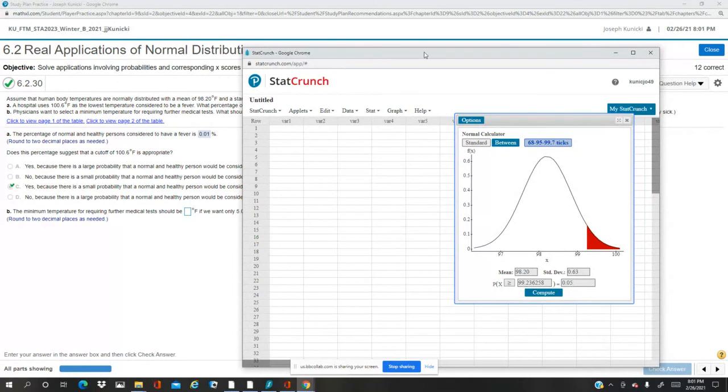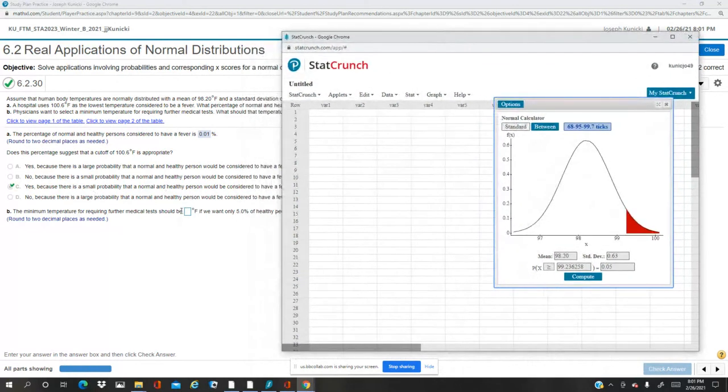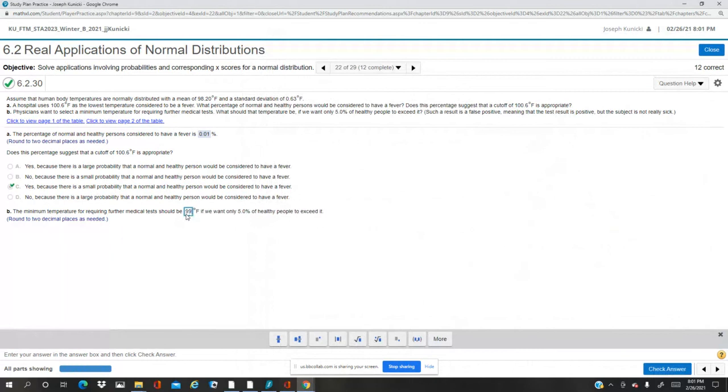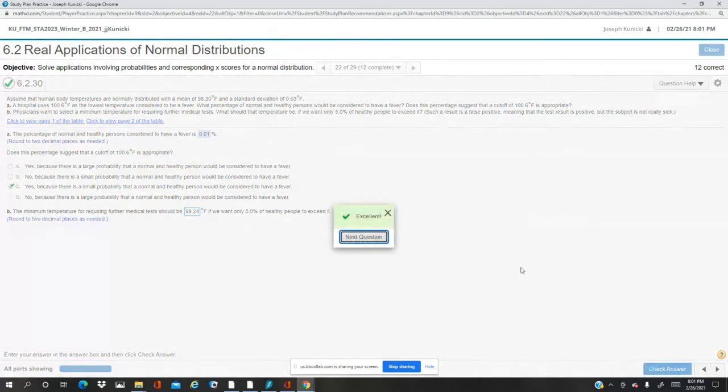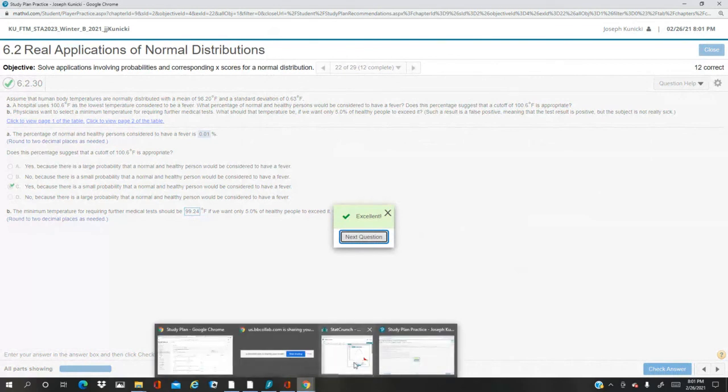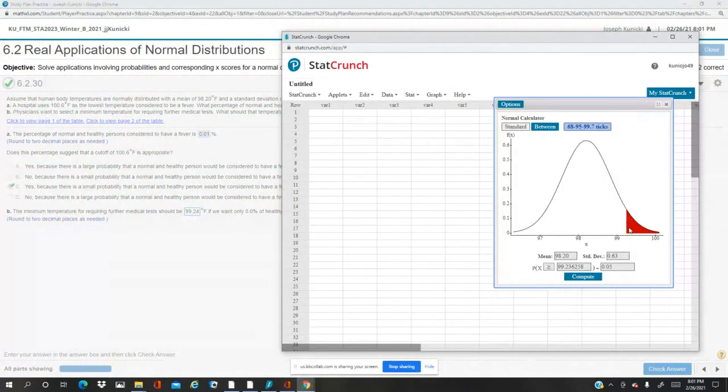99.24, rounded to 2 decimal places. So 99.24. Okay, so for that, if you look back at the table, you see this red area is 5%. And the demarcation point is given by 99.236, and so on, which we rounded to 99.24. So anything greater than that is a 5% chance of being in the tail.